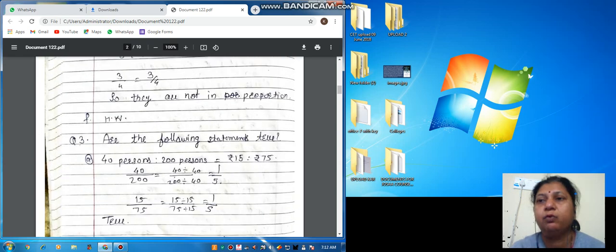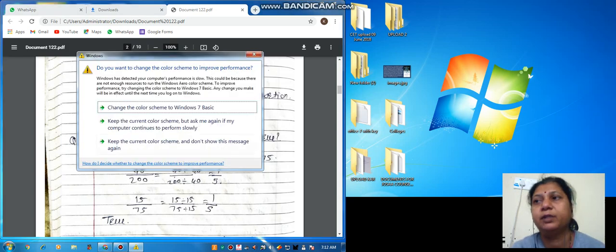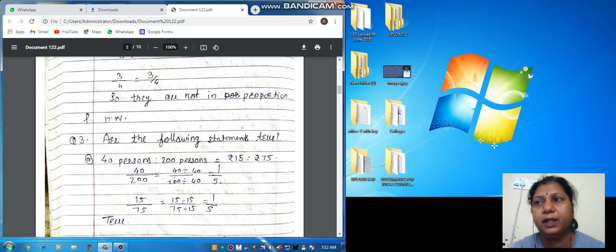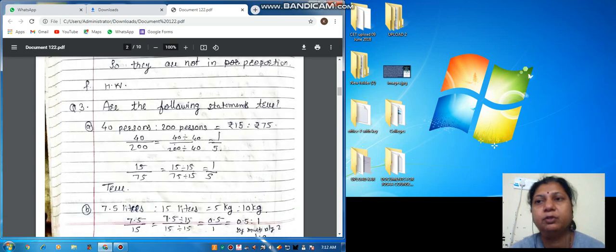Now question 3, same as the above one. Are the following statements true? We have to check if they are in proportion. If they are in proportion, we have to write true. And if they are not in proportion, you have to write false. Let's start. A. 40 to 200 equal to rupees 15 as to rupees 75.